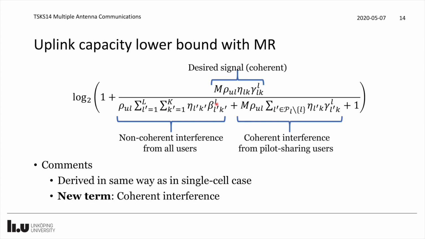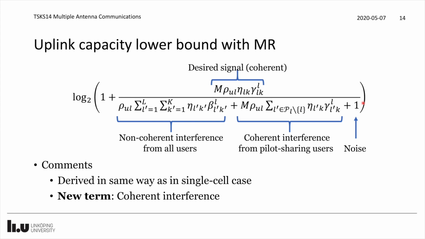Then we have an additional term that is called coherent interference, and it's called that because it also scales with the number of antennas just as the desired signal. And this is interfering signals coming from the pilot sharing users only. So we're summing up over all of the cells that are using the same pilot as my cell, and I'm excluding my cell because there I am the user that used the pilot. And it's only user K in those cells, because that's the same index as me, that is interfering. And the structure is otherwise the same. We have this rho uplink times the eta parameter saying what power that user is transmitting with. And here we have the estimation quality of the channel from that user to my base station. And finally, we have a 1 here representing the noise variance.